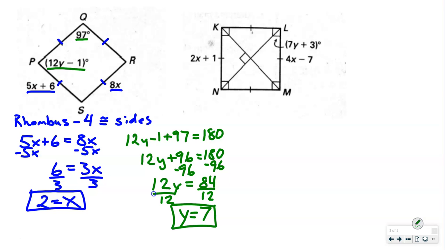Now you may have looked at that and said, well, all right, if I know that they are supplementary, I can just subtract 97 from 180, and that gives me 83, and then I know 12y minus 1 equals 83. So either way, actually setting it up like 12y minus 1 plus 97 because both angles have to add up to 180, and figuring it out that way, or just subtracting 97 straight away, and you'll still get y equals 7.